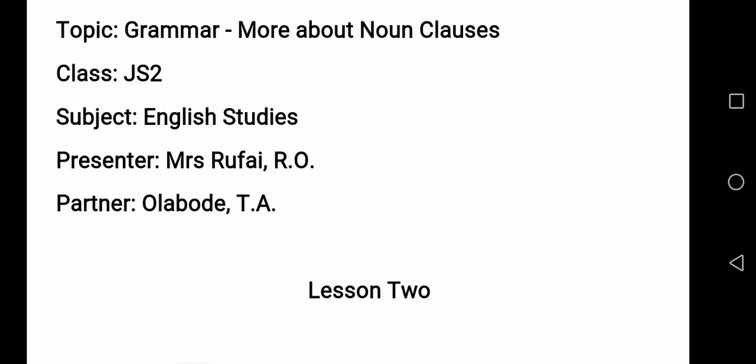We learned that a clause is a group of words that contains a subject and a predicate. We also learned that a predicate is the part of a sentence or clause containing a verb and stating something about the subject, telling us more about the subject. We also learned how to identify a noun clause. We said a noun clause is a clause that does the function of a noun, if you remember.